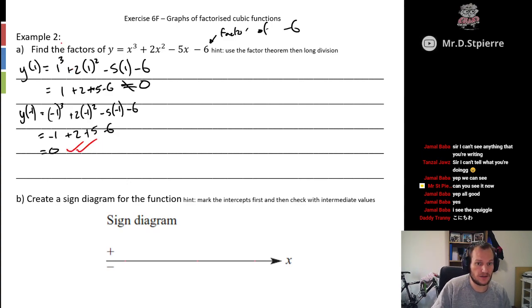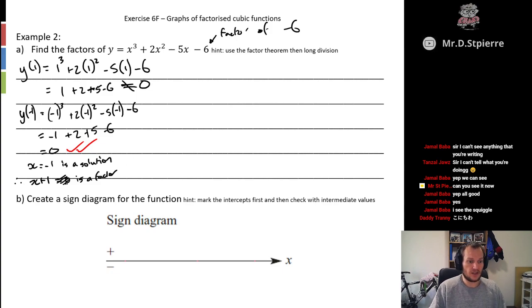We have found a factor, or we found a solution. Okay, so we can say x equals -1 is a solution. Therefore, x plus 1 equals 0, or x plus 1, sorry, is a factor. So now that we have a factor, we can do the long division.